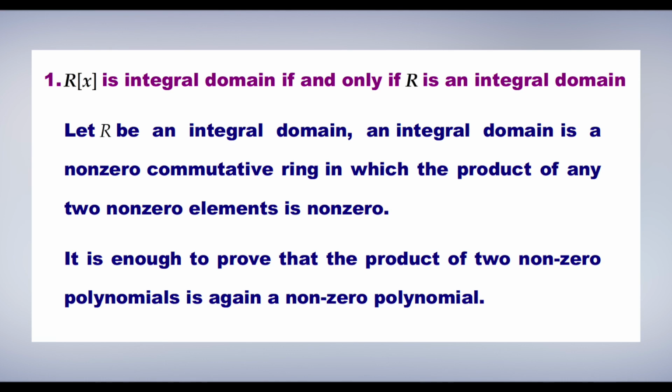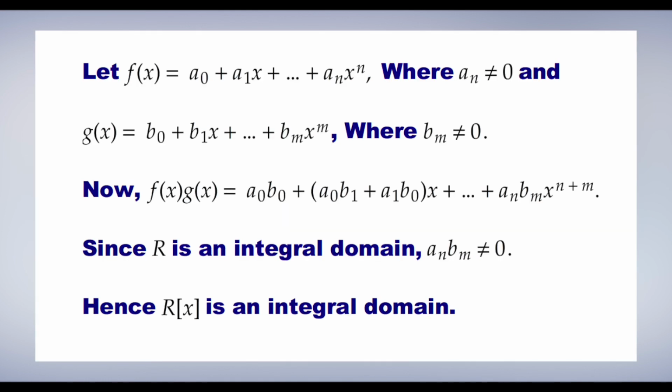Let R be an integral domain. An integral domain is a non-zero commutative ring in which the product of any two non-zero elements is non-zero. It is enough to prove that the product of two non-zero polynomials is again a non-zero polynomial. Let f(x) = a0 + a1x + ... + an x^n, where an is not equal to 0, and g(x) = b0 + b1x + ... + bm x^m, where bm is not equal to 0.